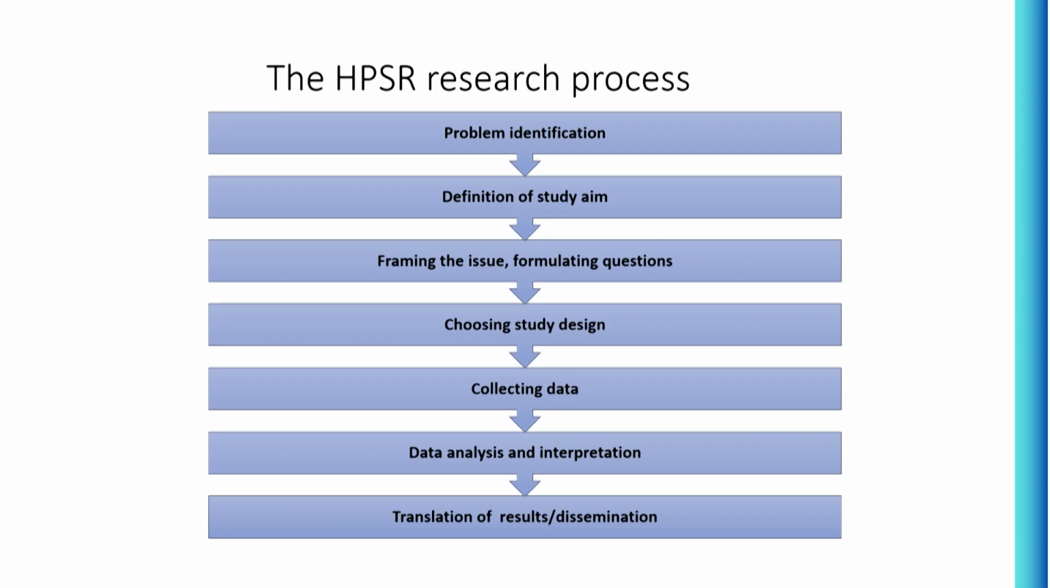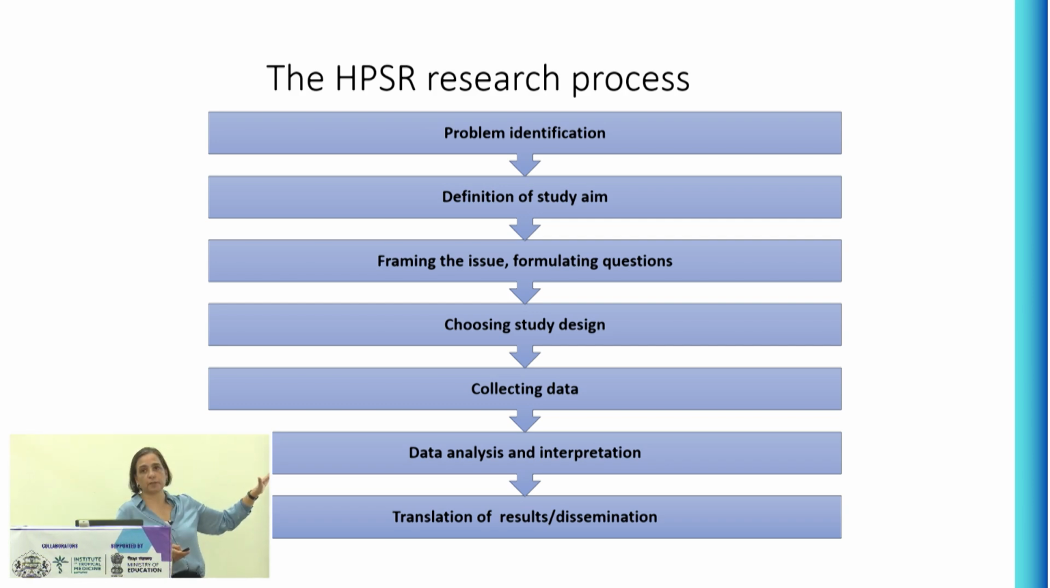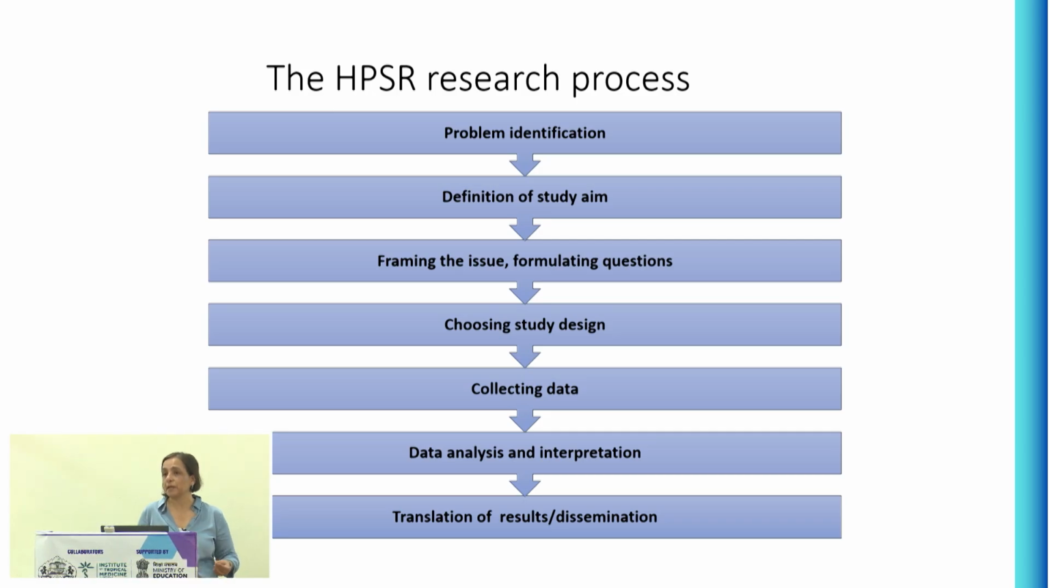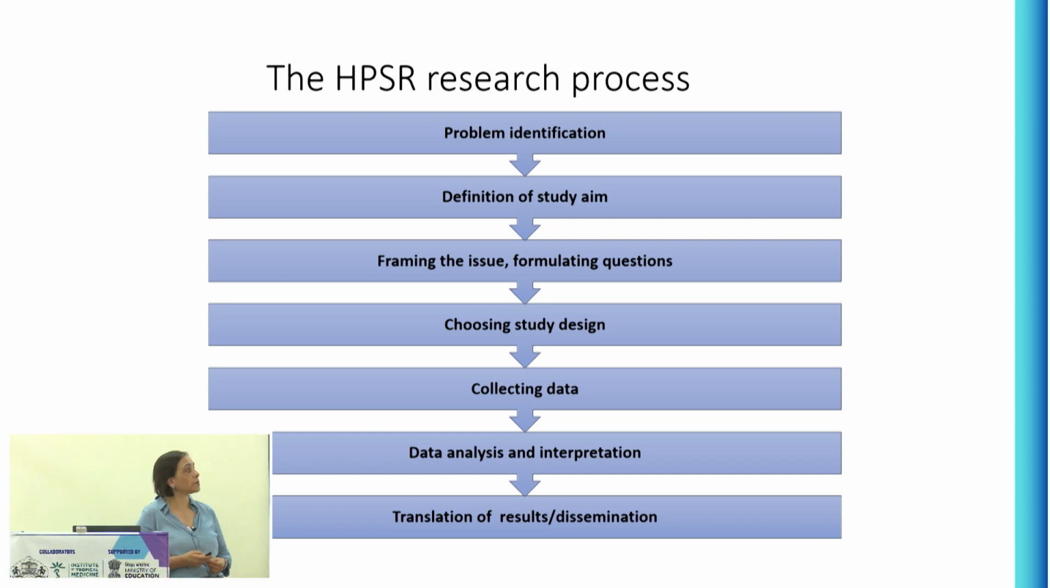So when we think about the health policy and systems research process, we generally think about 8 steps. And here it looks a bit more linear than what we saw in the other diagram. But it is just for the purposes of illustration to show you how we're actually structuring the content of this course. So today we're going into problem identification. And by the end of the day, you should have a good idea of what it means to define your research problem. And from that, to have a broad sense of the aim of your research, right? We will spend more time this afternoon and tomorrow framing the issue and formulating questions.